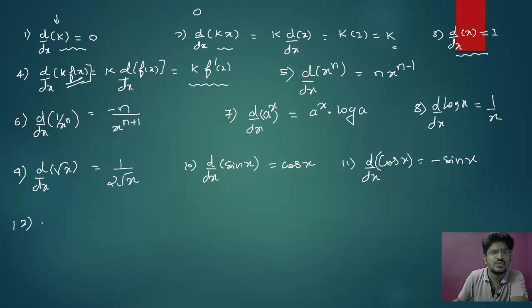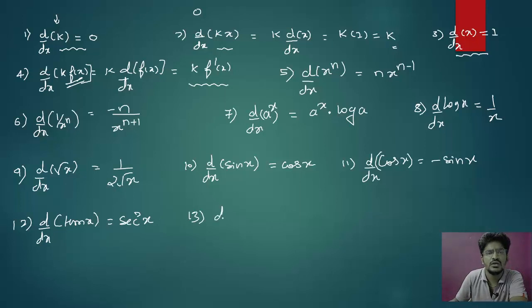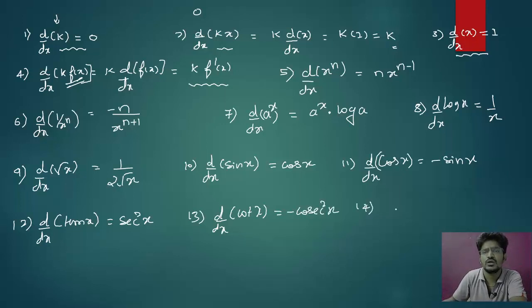Next, 12th one, d by dx of tan x, that means differentiation of tan x is secant squared x. 13th one, differentiation of cot x, that will be minus cosecant square x. 14th one, d by dx of, you can take cosec x. So differentiation of cosec x is what? Minus cosec x into cot x. Okay.